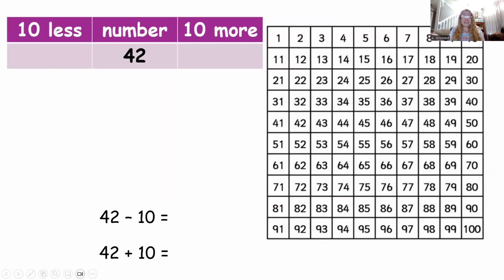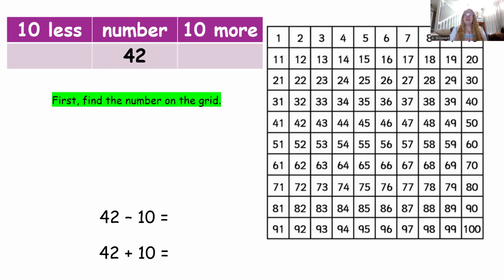How do we find 10 more and 10 less than a number on a 100 grid? Well, the first thing you need to do is find the number you're looking for on the 100 grid. For us, that's the number 42. Do you see the number 42 on the 100 grid? Great. Now you'll either want to color this number or circle it on your 100 grid. There we go, 42. Now, what do we do next?